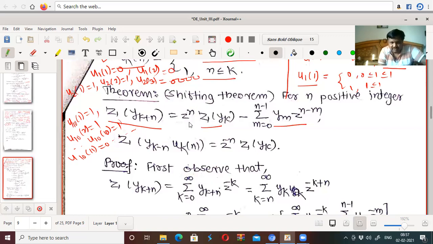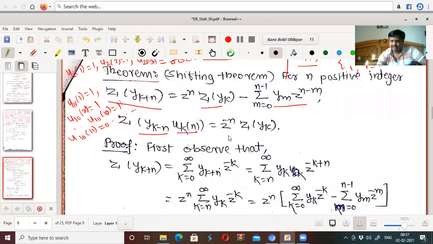And how can it be found? Z transform of yk into z raised to n minus the summation from m equal to 0 to n minus 1 of ym into z to the power n minus m. That is also the Z transform of yk minus n into uk of n, which is equal to z raised to minus n into the Z transform of yk.